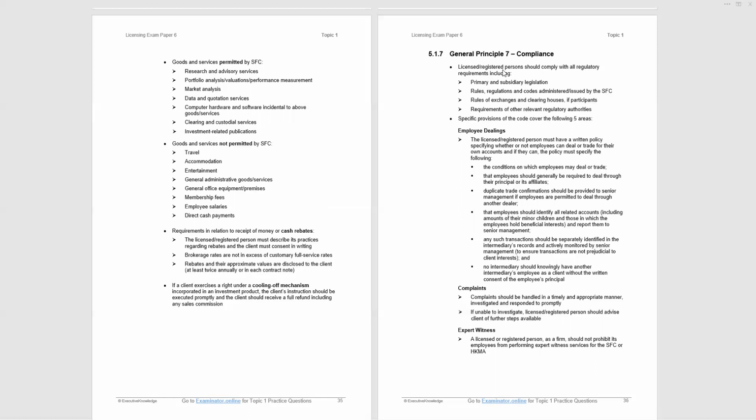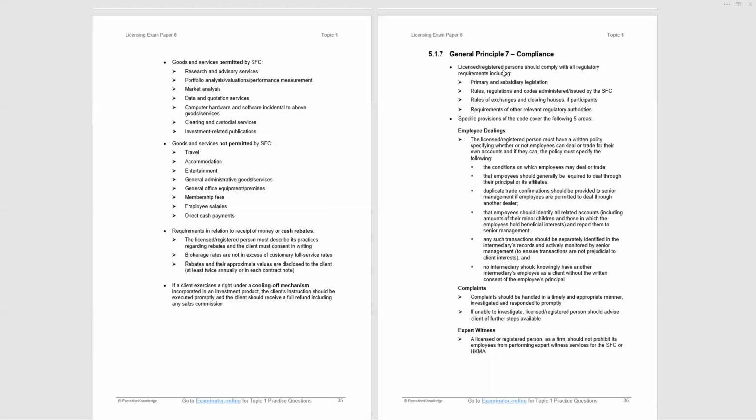And as we'll see, that is distinct from managing collective investment schemes, and we'll see that at the beginning of topic 3. The point I wish to make is if you're a manager of a collective investment scheme, not a discretionary account, a collective investment scheme, you are not permitted to receive cash rebates. That's a very particular point.